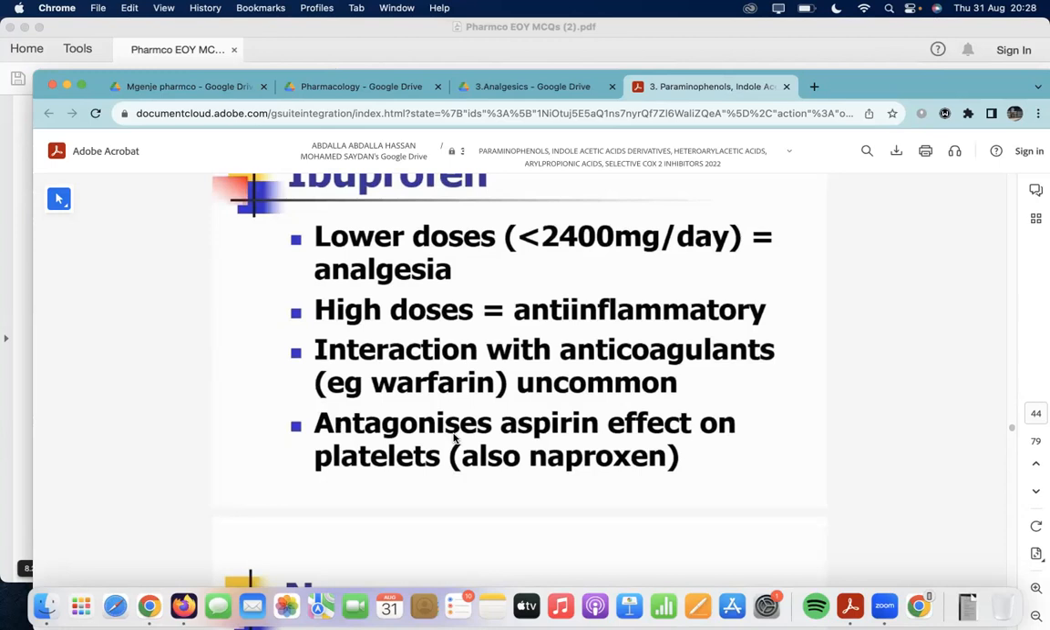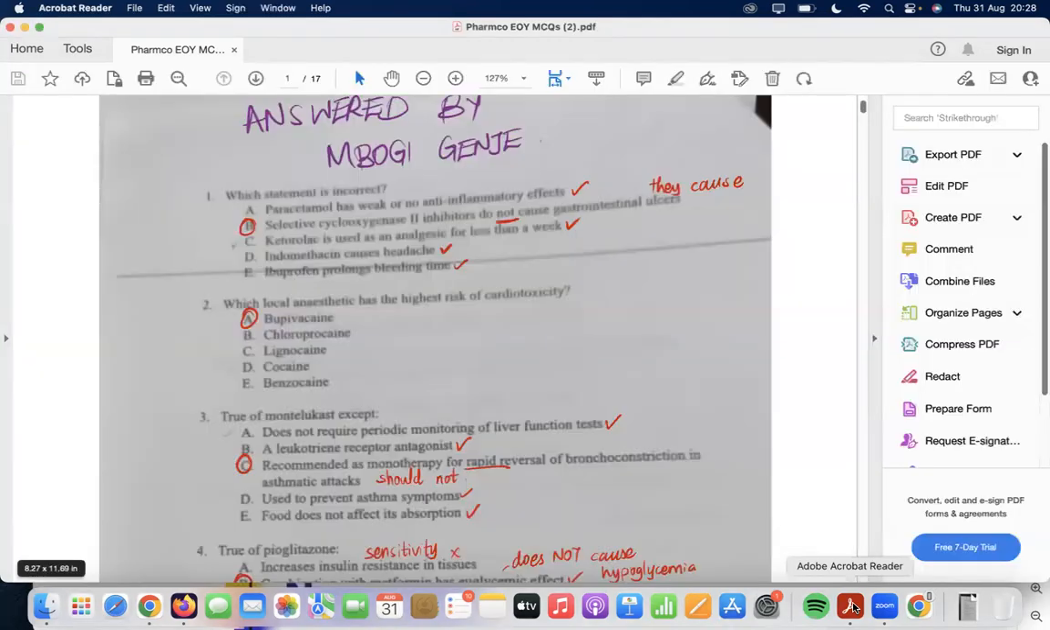So many things in science are like that. Things happen, but we don't have a clear explanation of how they happen. I think as long as we know ibuprofen prolongs bleeding time, that's okay. And also, if we know ibuprofen antagonizes aspirin effect, that's also okay. Okay, thank you.